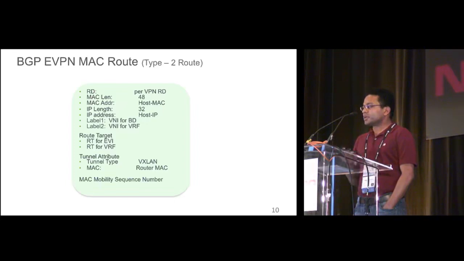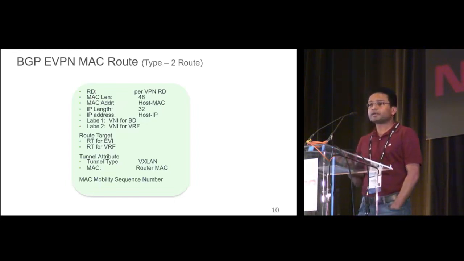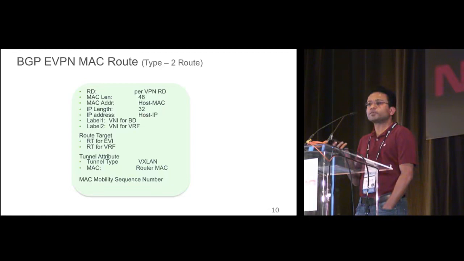And the tunnel attribute with the MAC. This piece is very important because here we are specifying the router MAC. If it is a router MAC, this particular field is important for integrated routing and bridging, IRB functionality. So if it is a router MAC, it's routed, whereas if the MAC is pointing to a host MAC, that means it's bridged.